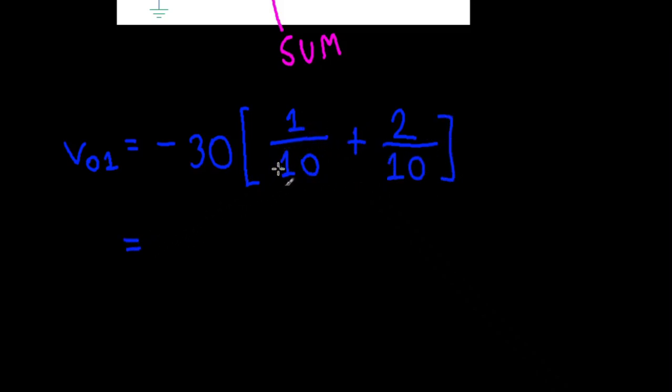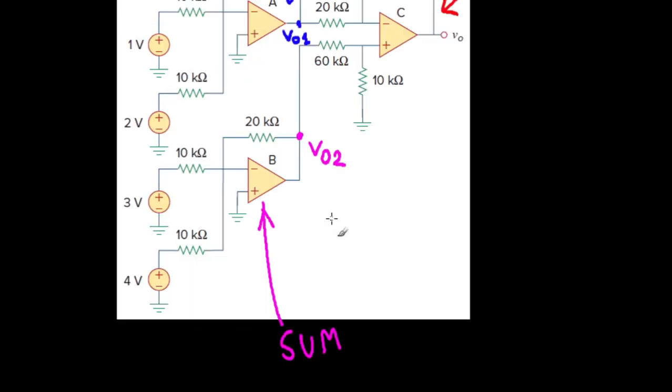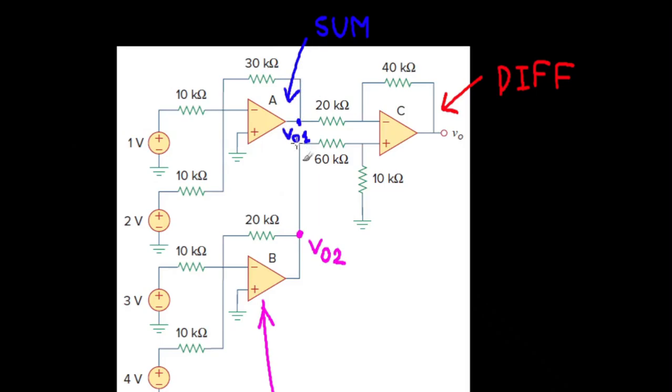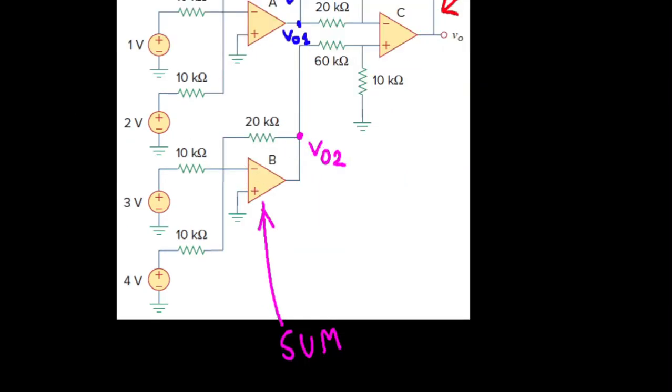So now 3 over 10, and yeah, negative 3 multiplied by 3, so that's negative 9 volts, right? Let's see. Yes, negative 3 definitely multiplied by 3. So that's negative 9 volts. That's what you get here for V output 1.